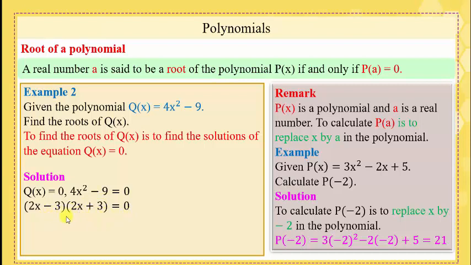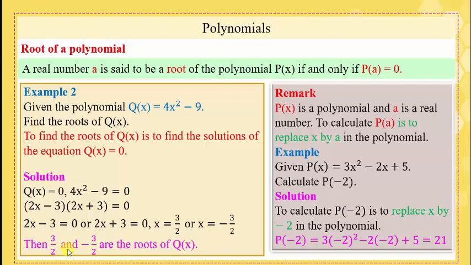Here we have a product of two factors equal to 0. Then either the first factor 2x minus 3 equal to 0 or the second factor 2x plus 3 equal to 0. We solve the first equation 2x minus 3 equals 0, so 2x equal 3, which gives x equal 3 over 2. And then we solve the second equation 2x plus 3 equal to 0, then 2x equal minus 3, which gives x equal minus 3 over 2. Then 3 over 2 and minus 3 over 2 are the roots of q in x.